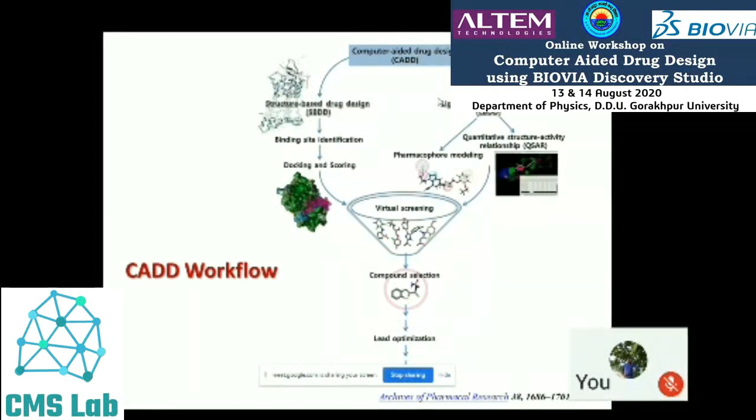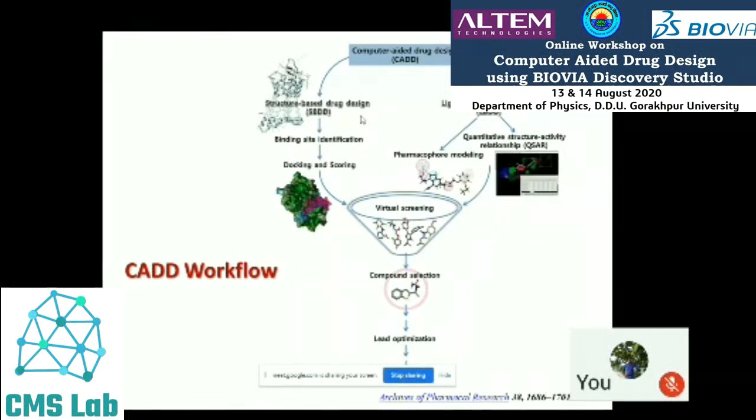So I'll tell you what the limitations are of structure-based drug design and of ligand-based drug design. In structure-based drug design, the first step is very important. If you know the structure of a protein, what do you do first? If there is no known active site, you try to predict or identify a binding site, meaning where the drug binds.